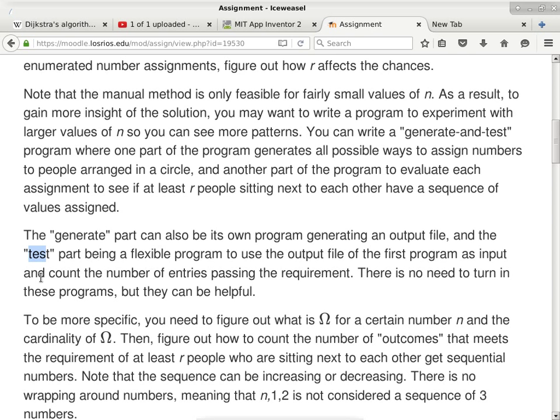So with the case of 4, I can easily enumerate all the possible cases. In the case of 4, you can basically have 1, 2, 3, 4, and 1, 2, 4, 3. But you have to remember it is circular, so the 1 is really next to the 4. And then you have 1, 3, 4, 2, 1, 3, 2, 4, and so on.